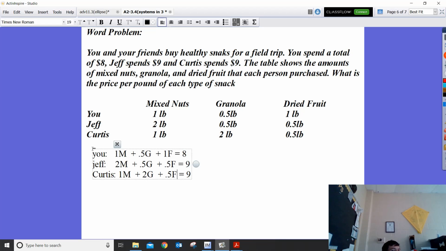I think the easiest thing to do is to either attack F or M. I'm going to attack M. I can come up with M pretty quick. Multiply the top by 2, add first and second, or subtract, and then I can do the same with the second and third.